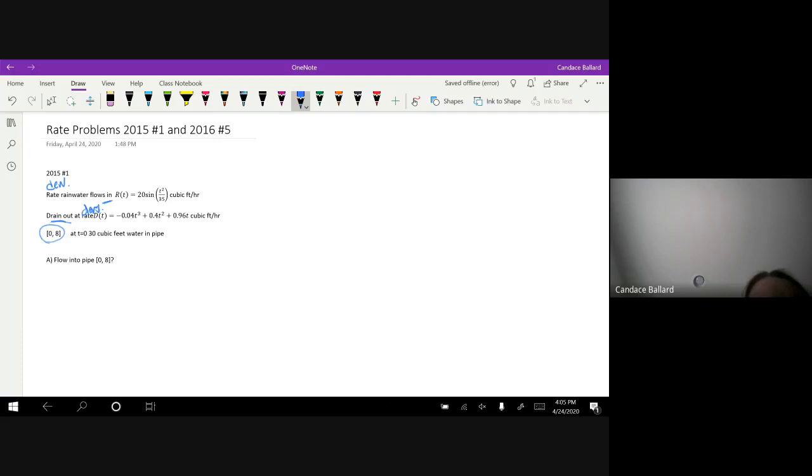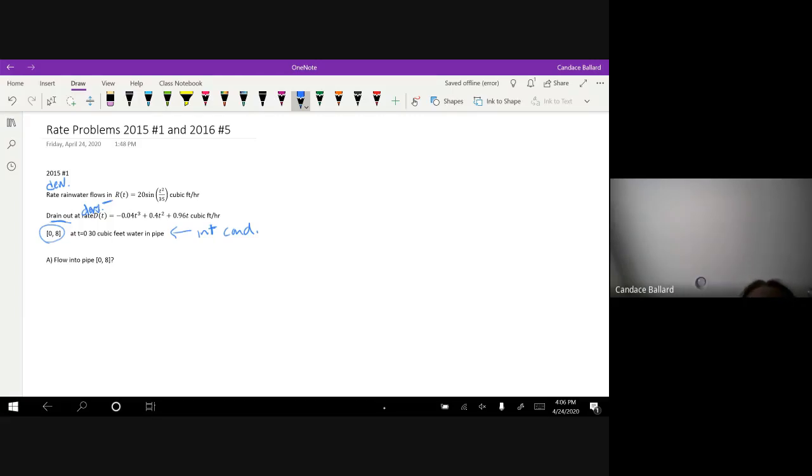Everything was over the interval from 0 to 8. And then it says there are 30 cubic feet of water in the pipe at time t equals 0. So again, that right there is what we call the initial condition. You're going to use that at least one time in the problem. They use initial conditions in really interesting ways. I know BC today saw a whole bunch of interesting ways they used an initial condition.